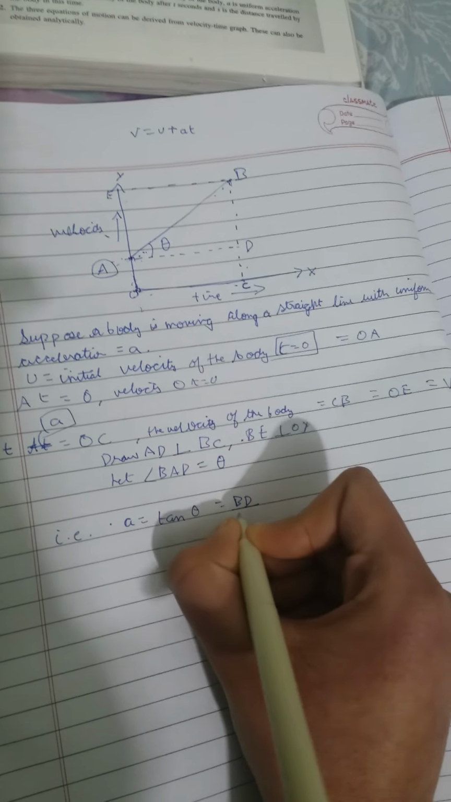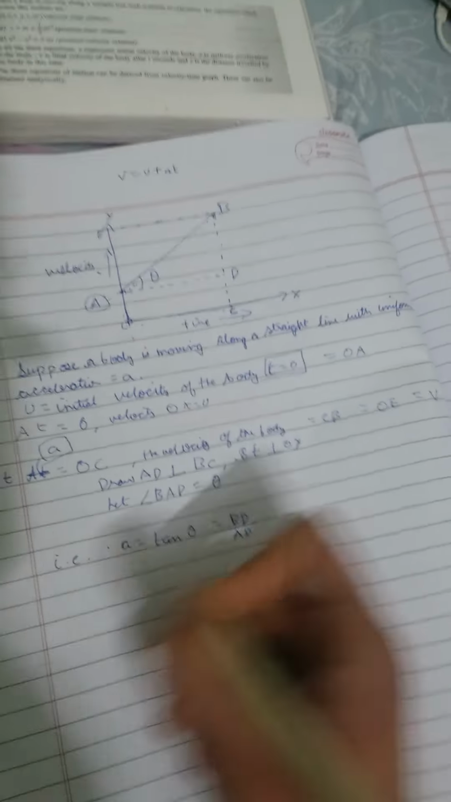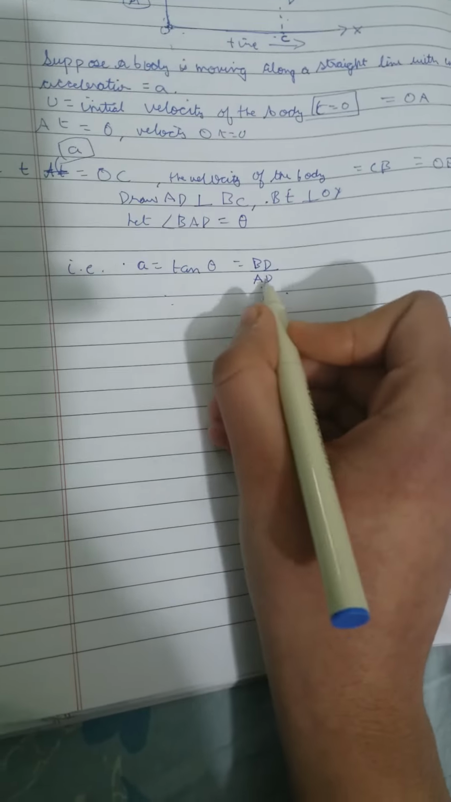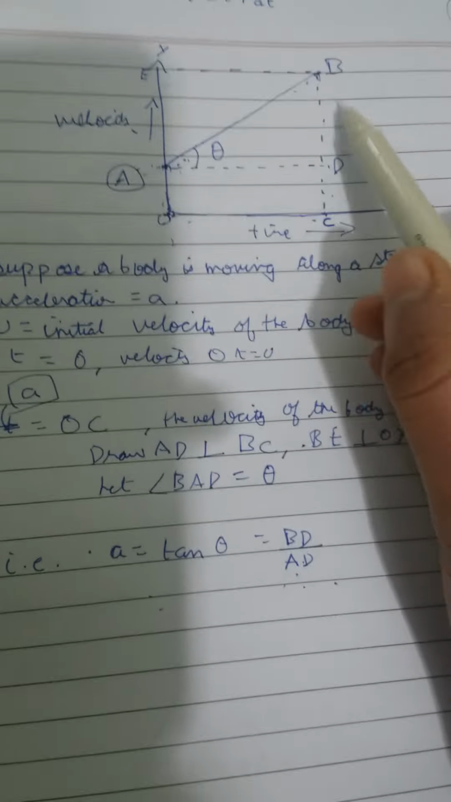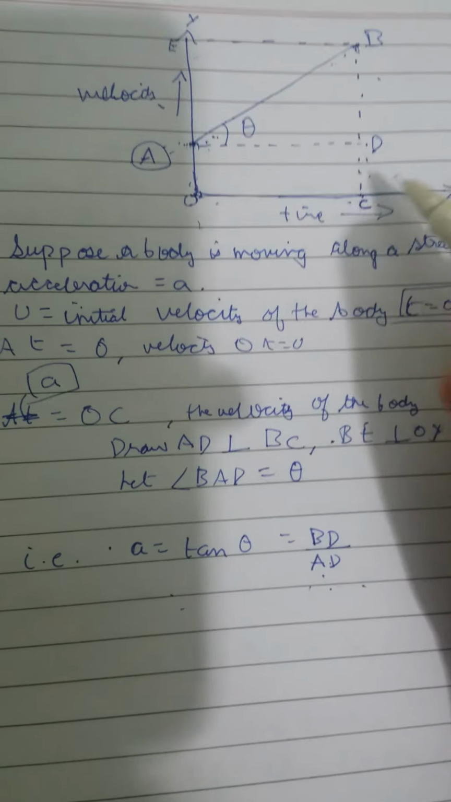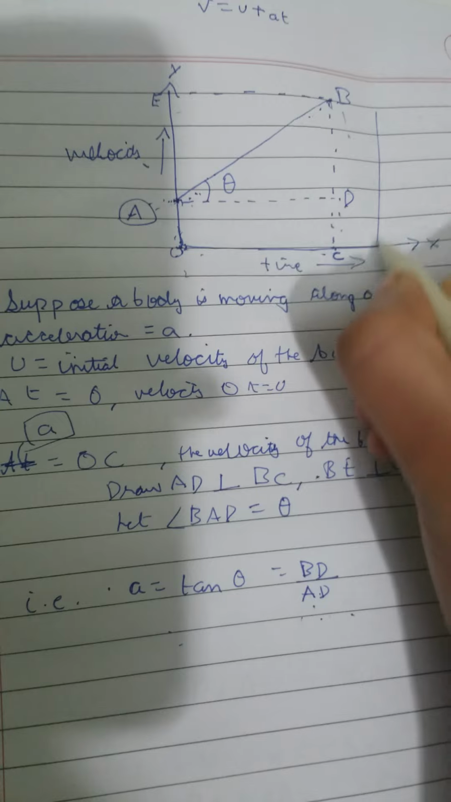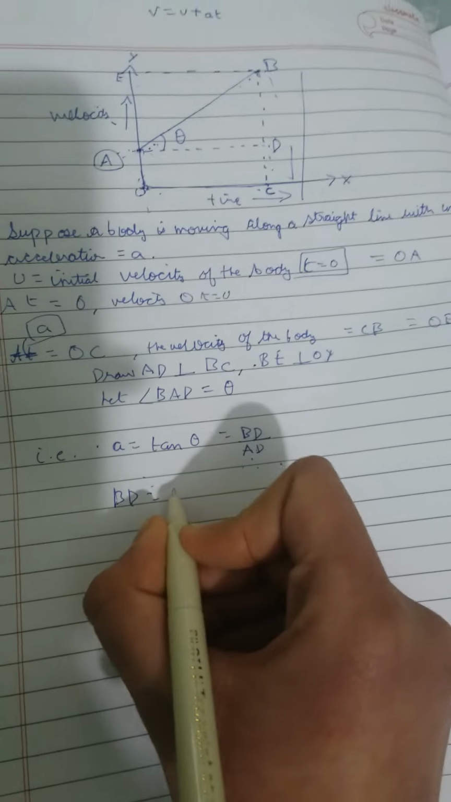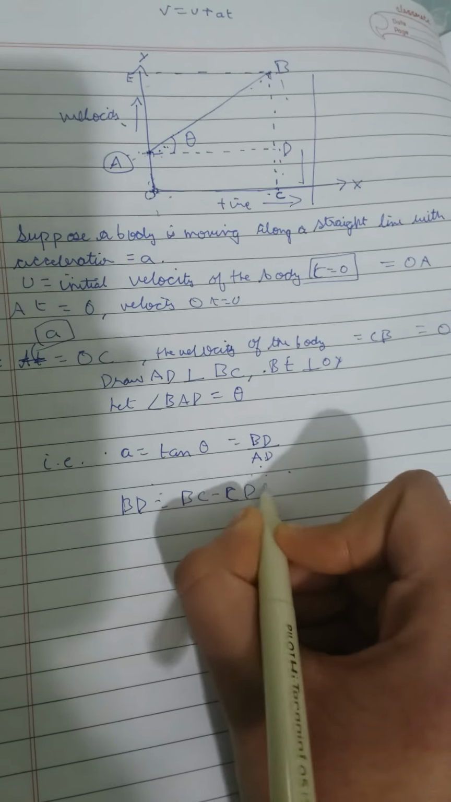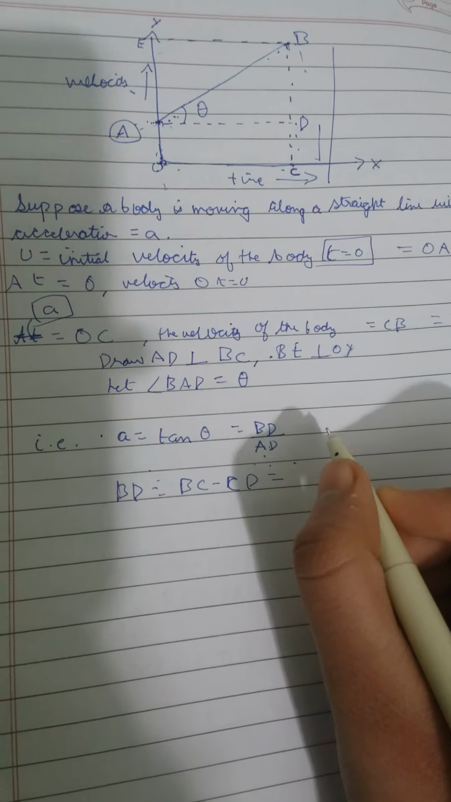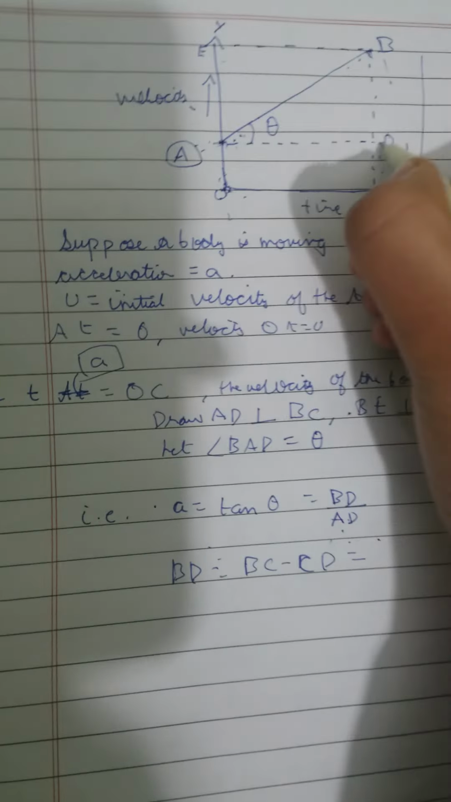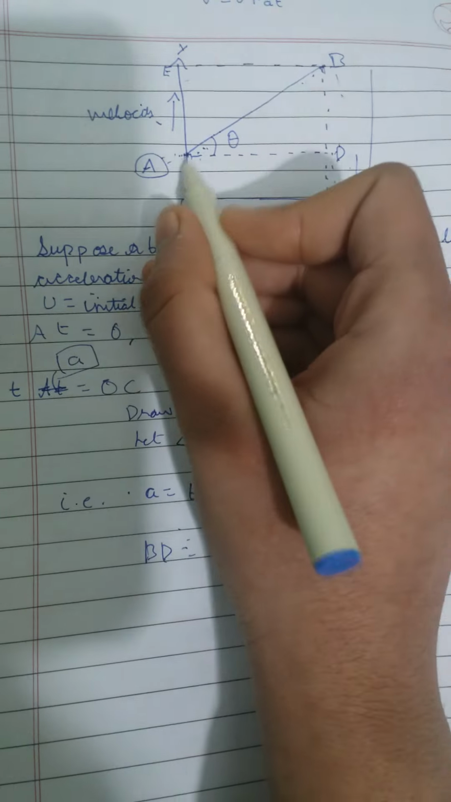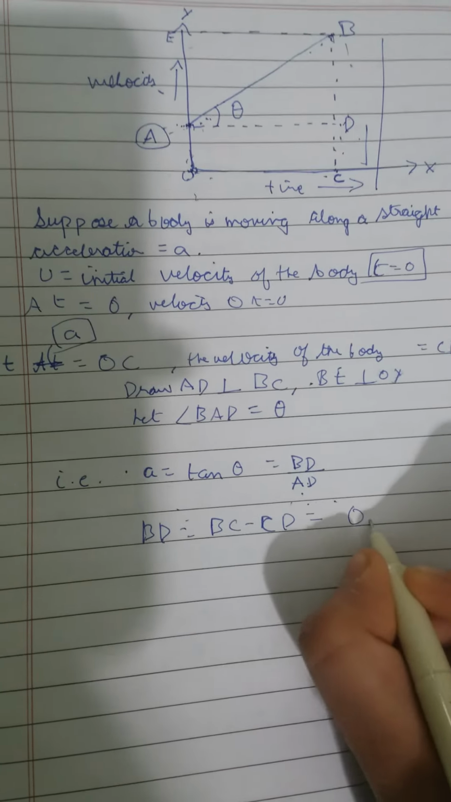Equal to BD upon AD. Now how will we prove this? We're going to prove that a is equal to BD upon AD. Let's see BD here. What is BD equal to? BD is equal to BC minus CD, right? So BD is equal to BC minus CD, which is equal to BC minus OA, because CD and OA are of the same length. We can also take it as OA.